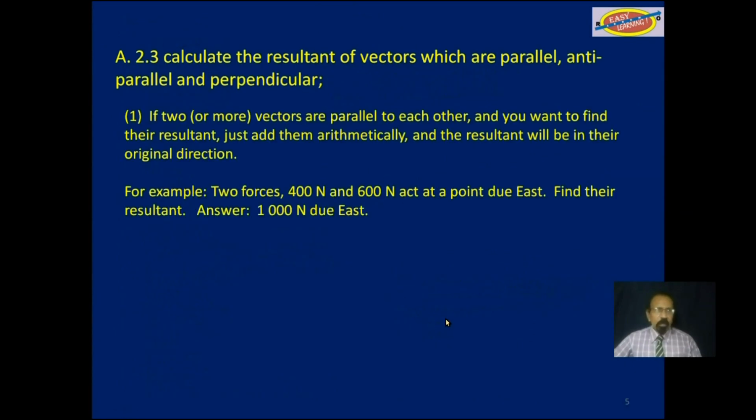Now before we get to that, if you have two vectors that are in the same direction, for example, 400 newtons and 600 newtons both acting due east, just add them arithmetically, so that will be 1000 newtons due east.